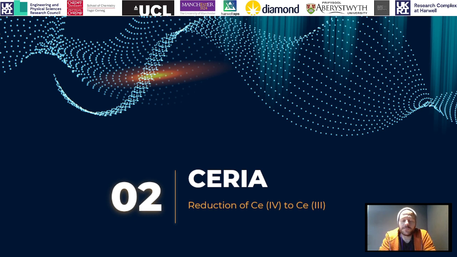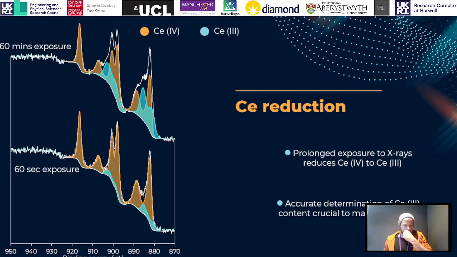So the second example of X-rays damaging or reducing a sample is Ceria. Now Ceria is very commonly looked at by XPS. It's a very useful oxide in catalysis, especially where XPS is widely used, and understanding this amount of Ceria 3+ relative to 4+ is critical to understanding a lot of the processes involved and understanding what makes a good catalyst perform how you'd like.